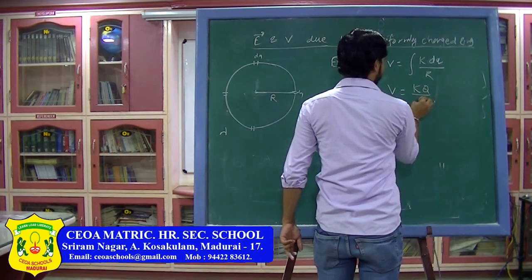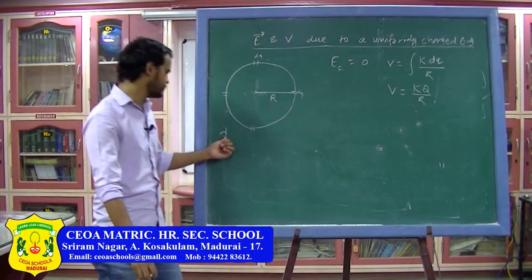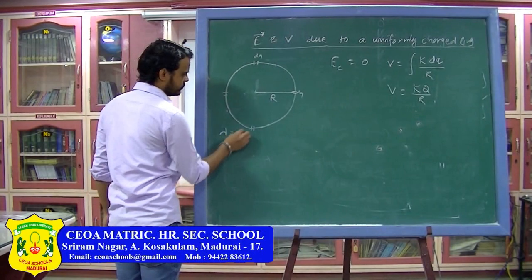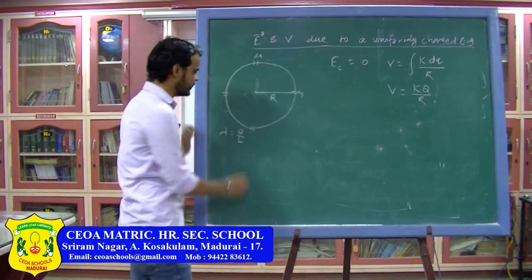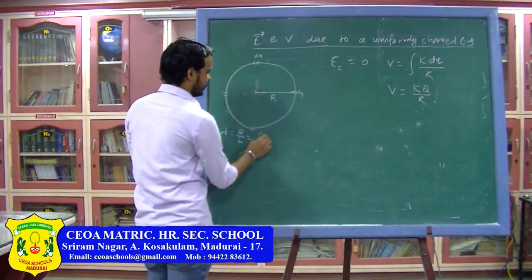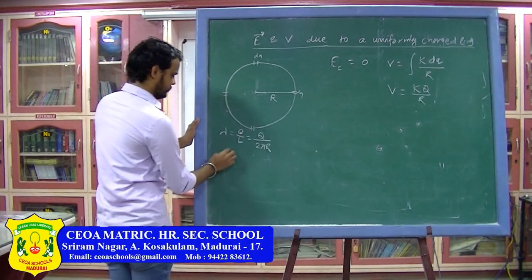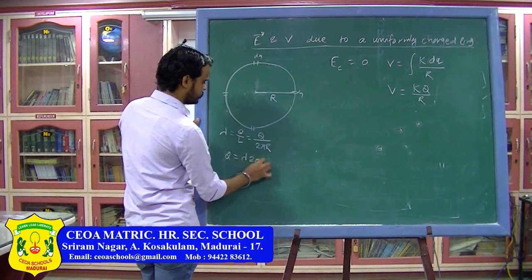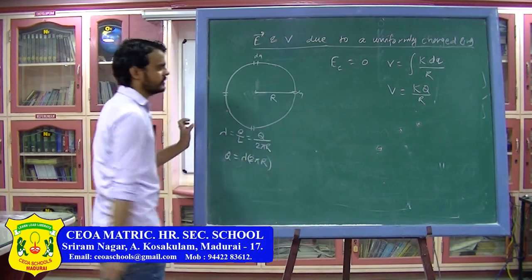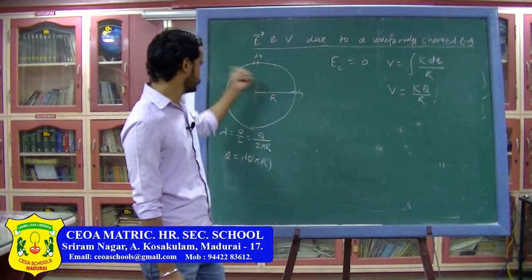So here it will be kq divided by r. Now q is not given, lambda is given, but we know lambda equals q divided by L, and here the ring has a length which is 2 pi r. So from here I can write lambda equals q by 2 pi capital R. From here q equals lambda times 2 pi r. This value of q you can put here and you can find the potential due to this ring.